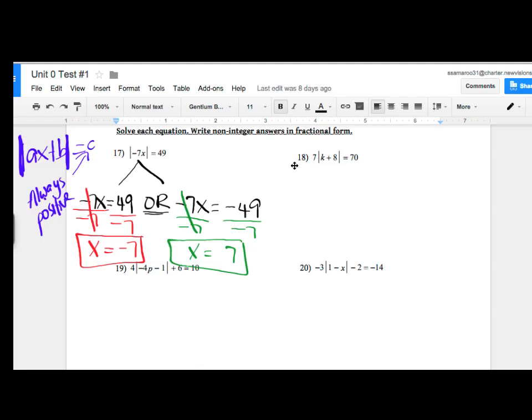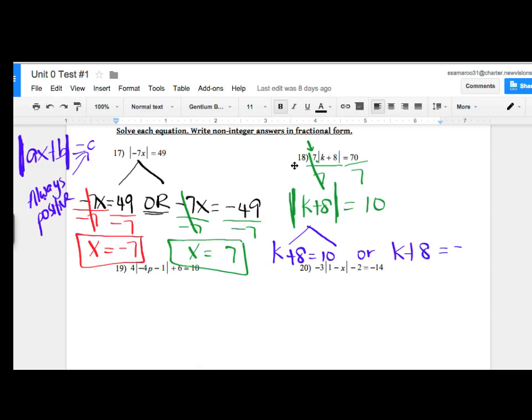Now look at number 18. See, there's a 7 right here. That's just lingering outside. So I need to get rid of that. Remember, I can't distribute because absolute value is different from a parentheses. This is multiplying, so I need to do the inverse operation. So divide by 7 on both sides. My 7s are canceled. Then I have the absolute value of k plus 8, close my absolute value, is equal to 10. Now that everything is in the absolute value side, I can go ahead, just like what I did in number 17, and split this up. K plus 8 equals 10, or k plus 8 equals negative 10.